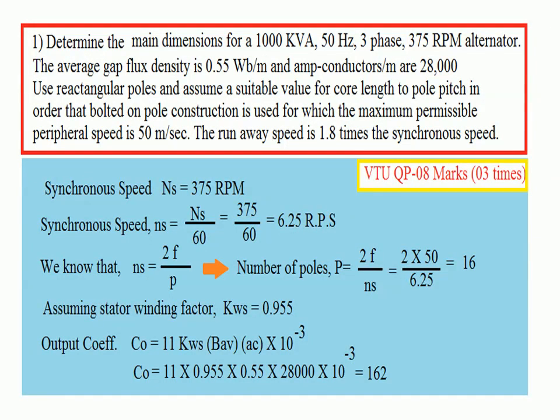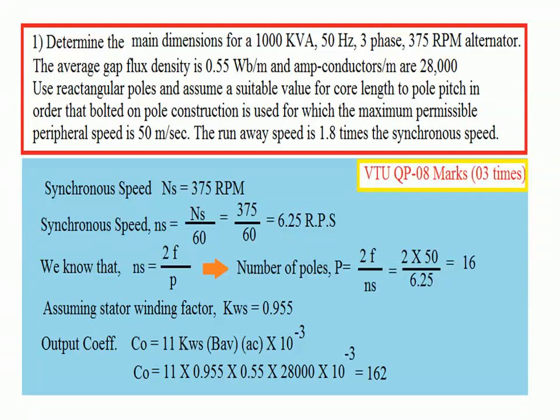Problem number 1. Determine the main dimensions for a 1000 kVA, 50 Hz, 3-phase, 375 RPM alternator. The average gap flux density is 0.55 Wb/m² and ampere conductors per meter are 28,000. Use rectangular poles and assume a suitable value of core length to pole pitch in order that bolted down pole construction is used, for which the maximum permissible peripheral speed is 50 m/s. The runaway speed is 1.8 times the synchronous speed.